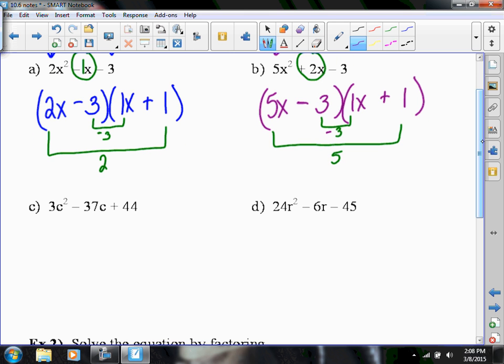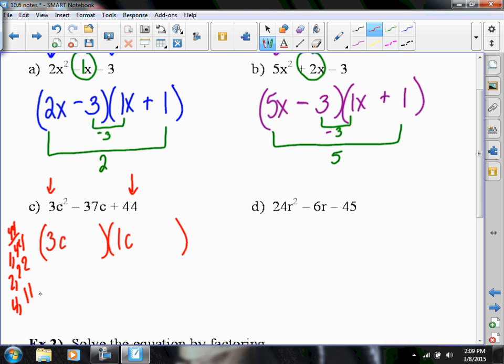Okay, for part C, I still need the factors of 3 and the factors of 44. This time there's a lot more factors of 44. So, factors of 3, I'm going to need a 3C and a 1C. Doesn't really matter what the variable is. Factors of 44, let's see, I could have 1 and 44. It's probably not going to be 1 and 44. I could have 2 and 22. I could have 4 and 11.